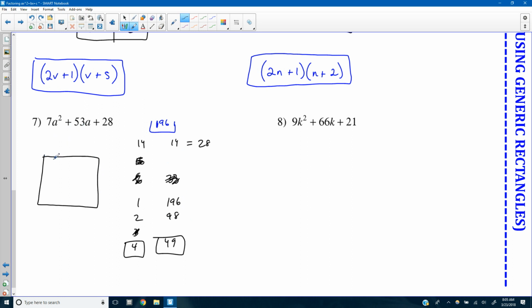So let's go ahead and write this one out. 7a squared, 28, 4a, and 49a. Now, as 7 is a prime number, it's good because when I do my a times a, it's only going to be a 7 in one of these two places. Clearly, it's not here because we're not going to do 7 times 4. It's going to be here. By the way, 7a times 7 is 49, and a times 4 is 4a. So my final result will be 7a plus 4 times a plus 7.